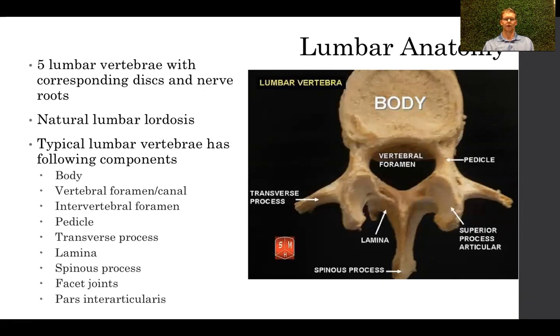And then also the term pars interarticularis. On a single vertebra, if you take this lumbar vertebra and turn it 90 degrees to the left, you would have your vertebral body, your superior articular pillar, and inferior articular pillar, and that space right between the two is the pars interarticularis, or where a spondylolysis would occur.